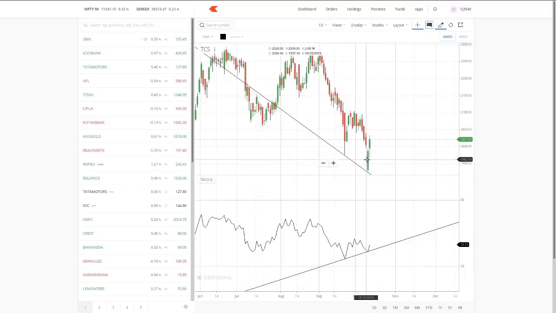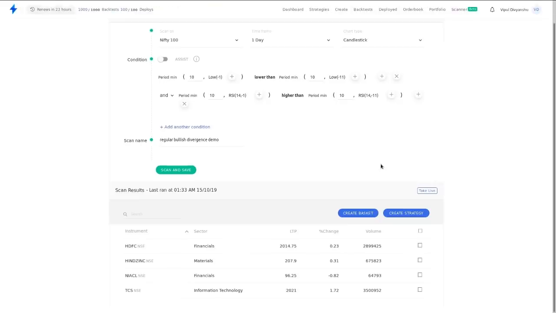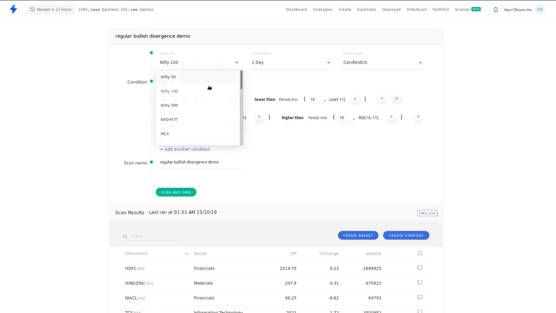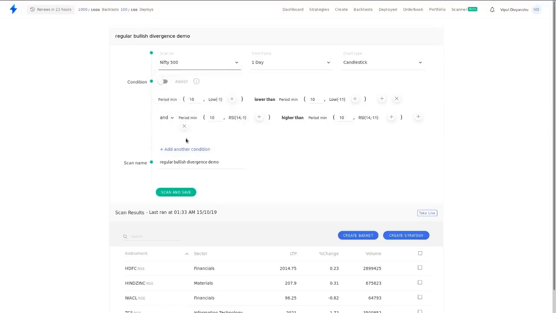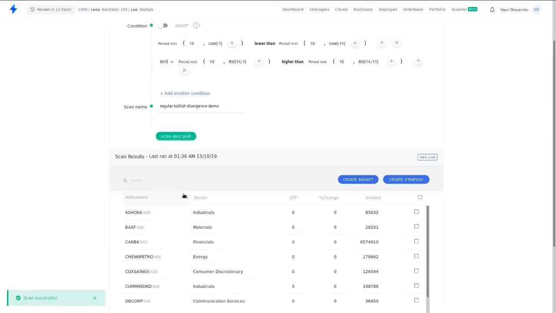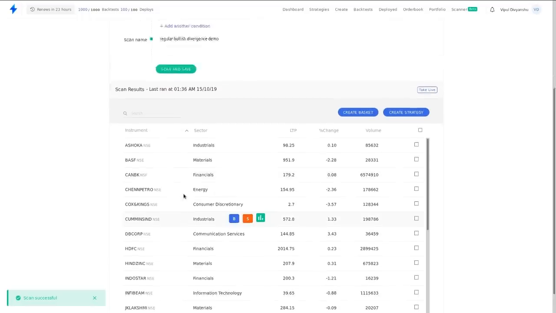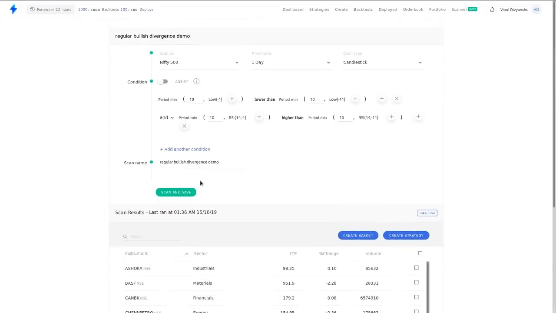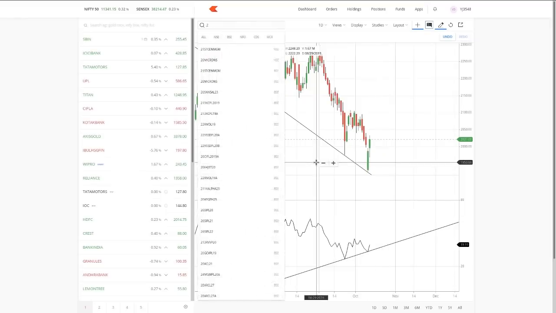So this TCS shows a clear divergence showcasing a bullish trend starting, because the new low which is formed is lower than the previous low, whereas the indicators are showcasing a bullish trend. So this is how you can use Streak scanner to quickly identify bullish divergence or any kind of divergence that is being formed. If you run this on Nifty 500, you get a lot more stocks, and you can easily check and validate that and decide to take trades based on your call.